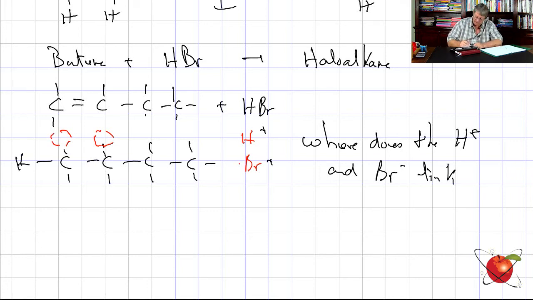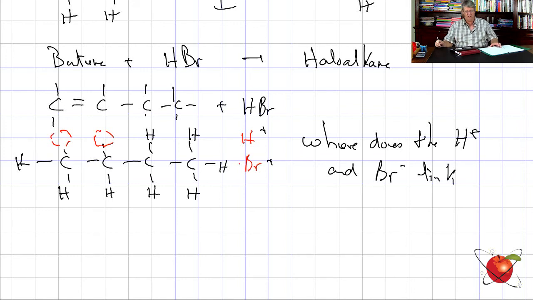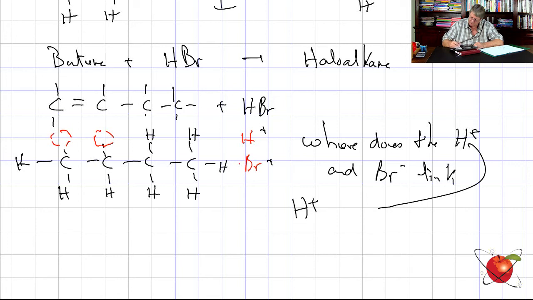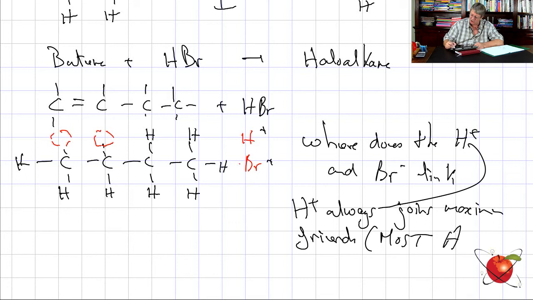Now, the rule is this, and I can't remember the guy's name. I think it's Markovnikov's rule. It says where the proton goes. The proton always goes where it's got the most hydrogens. So the H plus always joins maximum friends. Maximum friends wins where the most H atoms are. So the hydrogen goes where the most are.